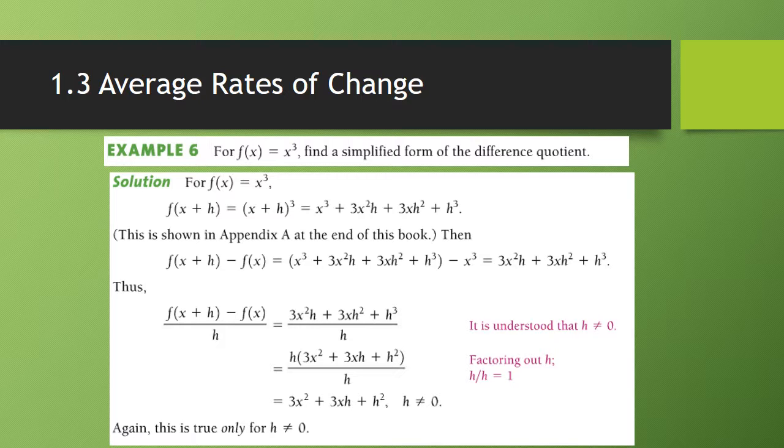And what they did is they simplified that first. So the x cubes go away, and that gives us 3x squared h plus 3xh squared plus h to the third. And then we put that over h. And then notice that we can factor an h out of the top, so we do that. And then the top and bottom h's will cancel, and that leaves us with 3x squared plus 3xh plus h squared.